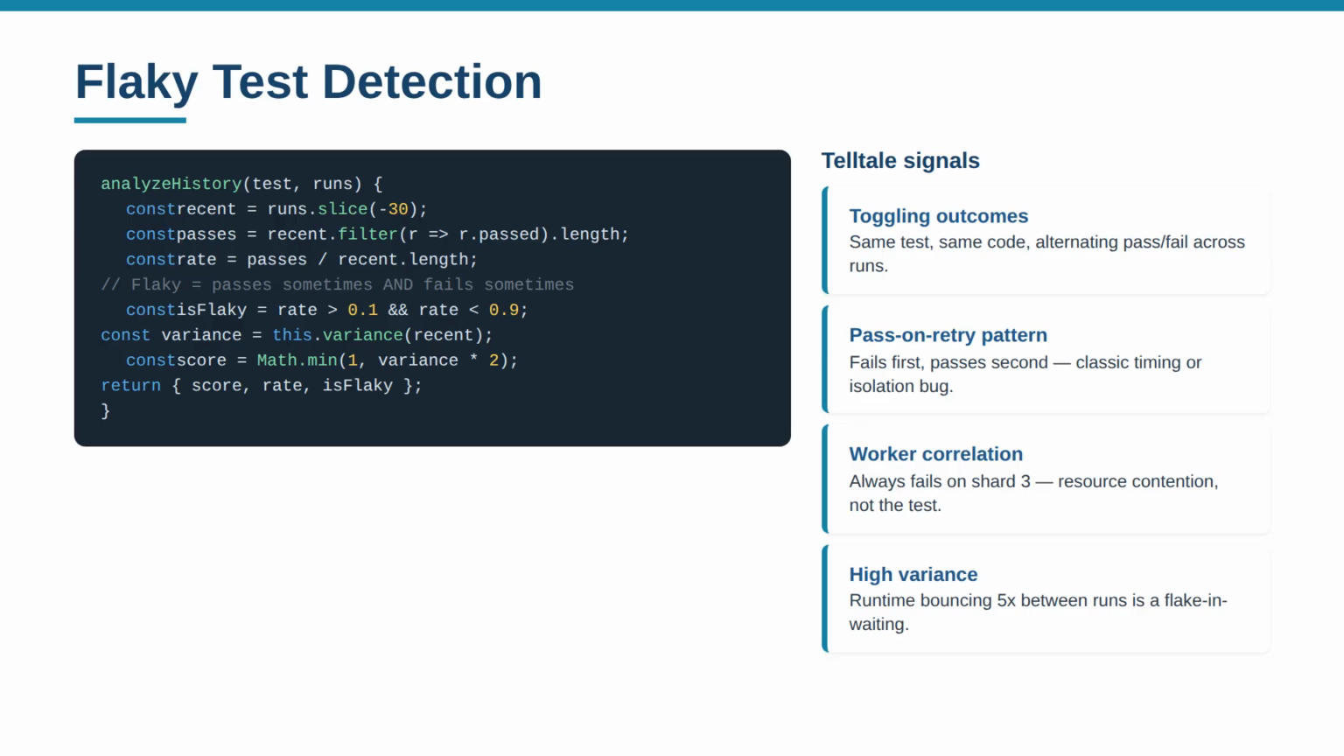The telltale signals to look for. Toggling outcomes. The same test alternating pass and fail on the same commit. Pass on retry patterns. Fails first, passes second, which usually indicates a timing or isolation bug. Worker correlation. Always failing on shard 3 but not shard 1, which points to resource contention rather than a test logic bug. And high variance in runtime. A test whose execution time bounces by 5 times between runs is often a flake in waiting.